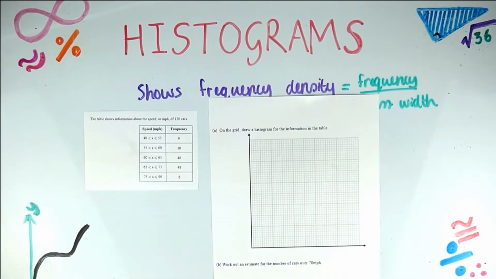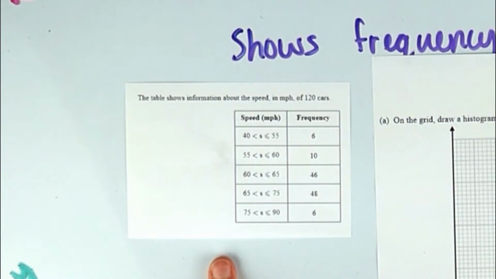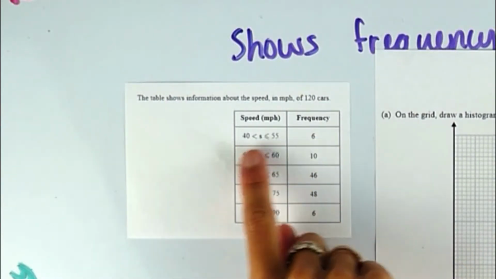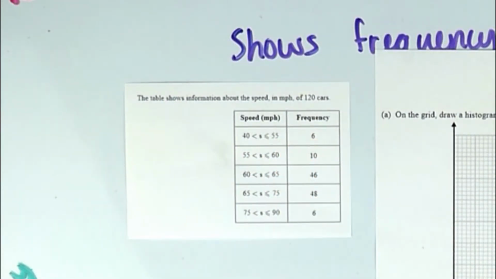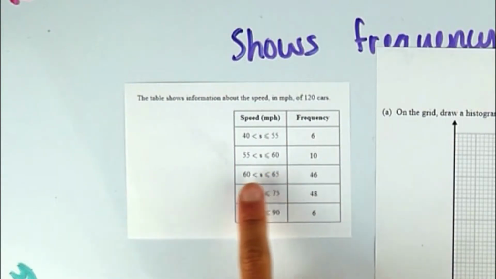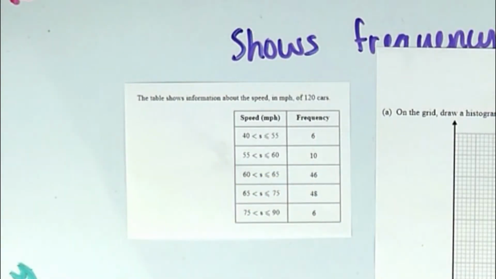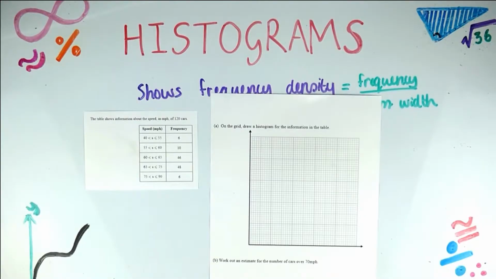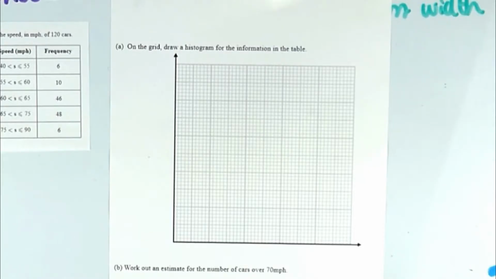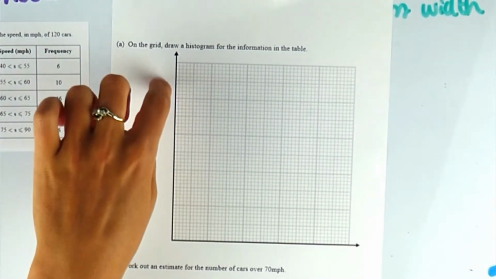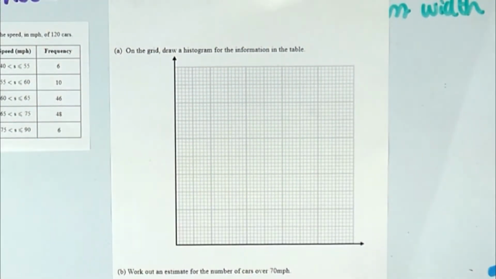Okay, so here we have a table that shows information about the speed in miles per hour of 120 cars. It's giving you these groups, so there are 6 cars that go between the speed of 40 and 55 miles per hour, 10 cars that go between 55 and 60 miles per hour, etc. Then it says part A, on the grid, draw a histogram for the information in the table. The first piece of information we just learned was that frequency density always goes along the side, so that's what you plot.